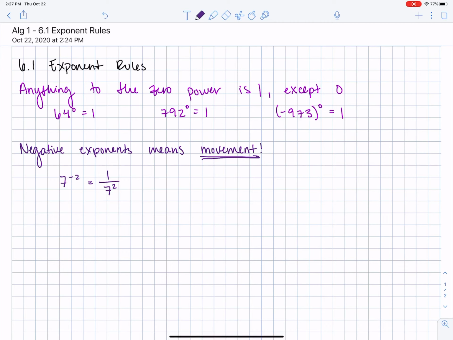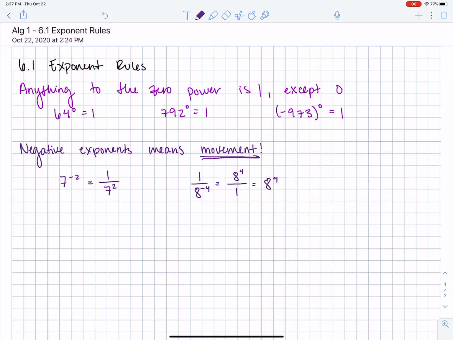Now, sometimes it's in the denominator already. So 1 over 8 to the negative 4. And again, this means movement because it's a negative exponent. So I'm going to go ahead and draw that fraction bar line. I'm going to move it to the numerator, so 8 to the 4, and then I'm left with 1 in my denominator. We just write that as 8 to the 4 because anything over 1, we go ahead and take away that over 1.